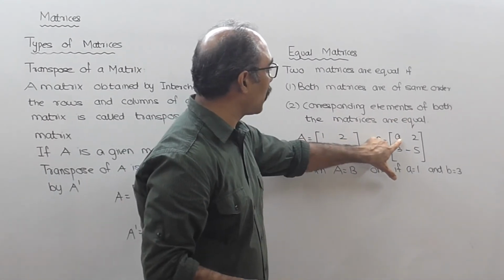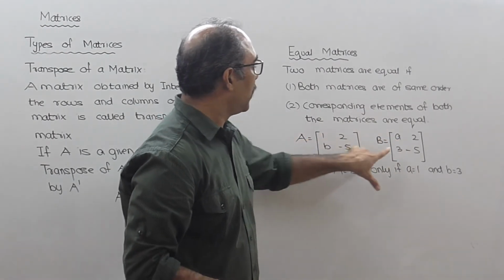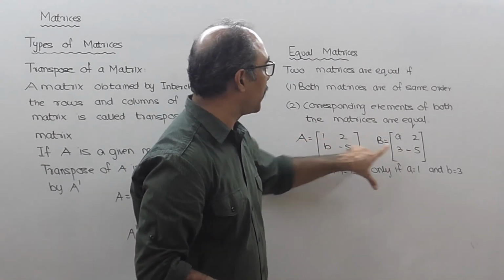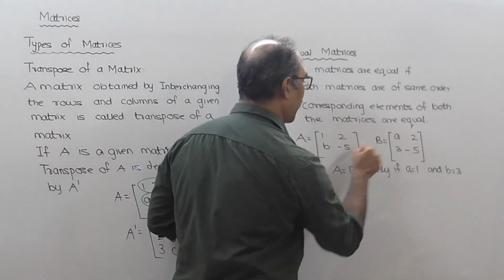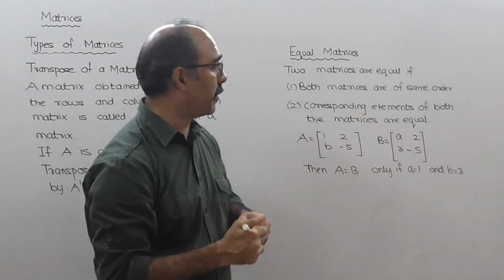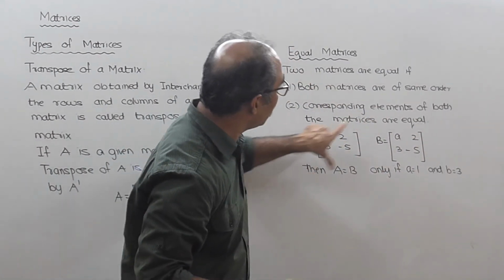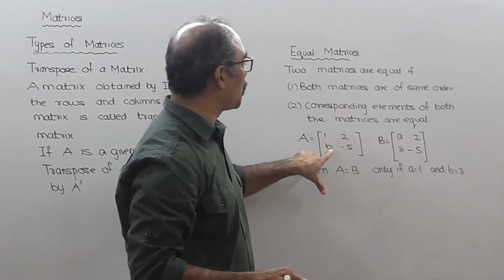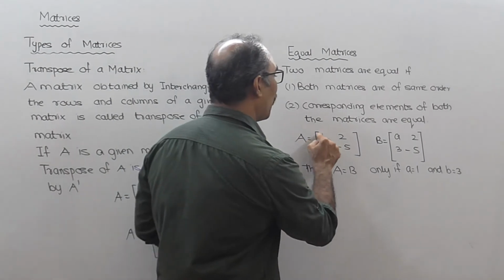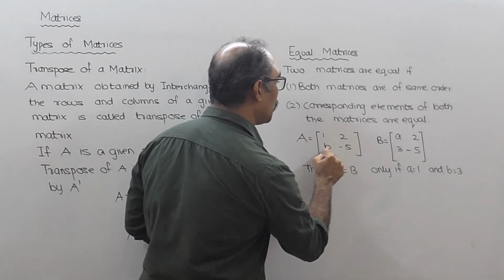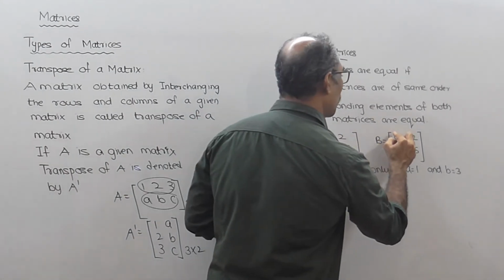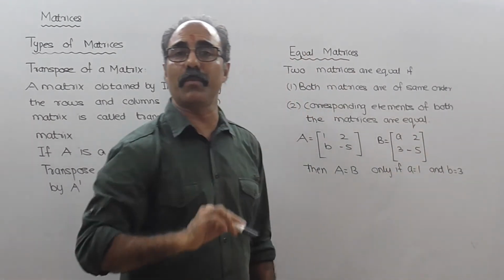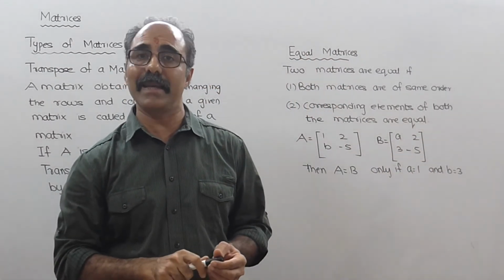That means here it should be 1 because here it is 1, and here it should be 3 because here it is 3. See, this is 2, this is 2, this is minus 5, minus 5, no problem. But this is 1, so this should also be 1, and if this is 3, this should also be 3. Meaning this should be 1, 2, 3, minus 5. This should also be 1, 2, 3, minus 5. Then only both matrices will be classified as equal matrices.